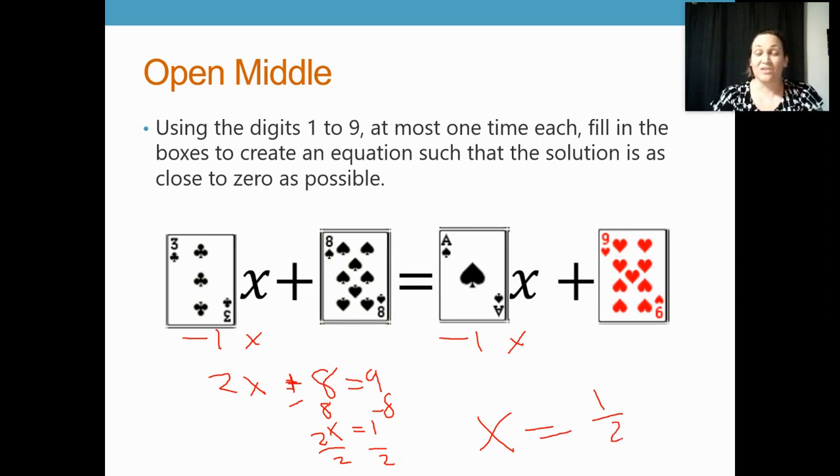Did you get closer to 0 than me? Can you think of maybe another equation now that you've seen what I've done? Can you think of another equation where you could get an even smaller answer than 1/2?